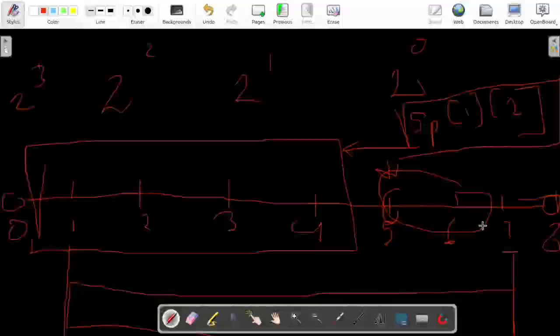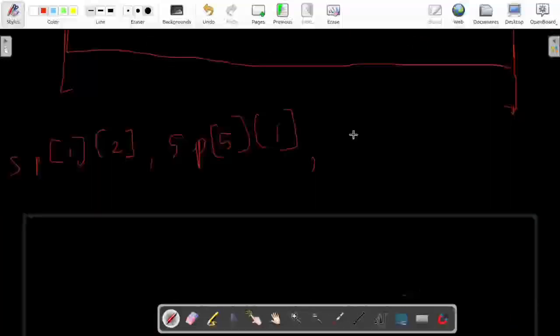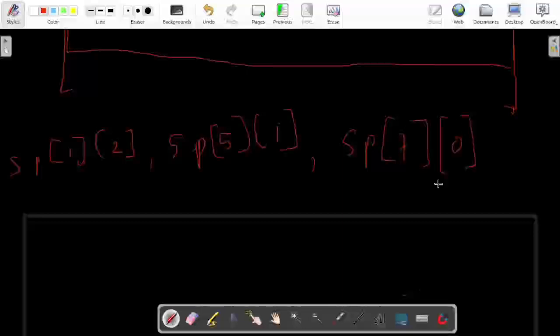Now again for index 7, we have segments of length 1, 2, 4, 8, but we will only consider the segment of length 1 because the length 2 segment goes out of our range, but the length 1 segment fits in our range. It is the last segment which we need to consider because we have already calculated the answer for elements 1 to 6. Now we are only left with 7. So we will simply write SP of 7 comma 0. Why 0? Because 2 to the power 0 is 1 and we are considering a segment of length 1.